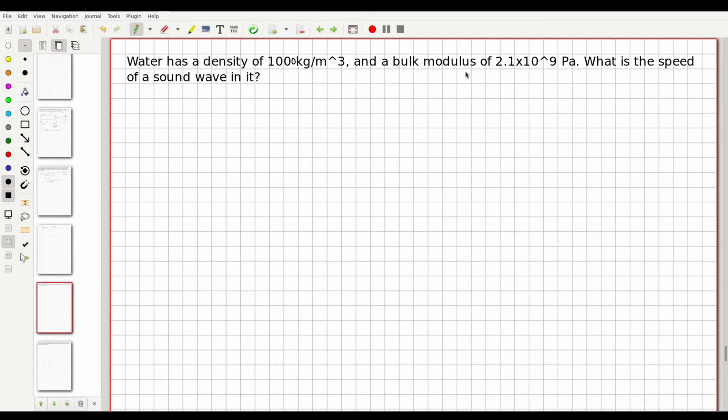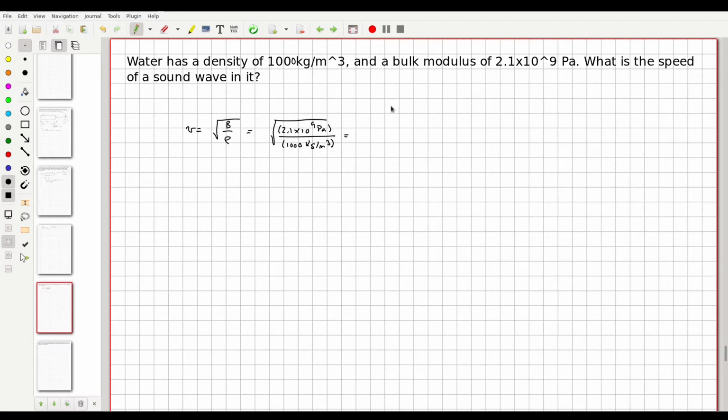And the bulk modulus is analogous to the Young's modulus in that it's a compressional modulus. Okay. So really, the speed of our wave in this case would be the square root of the bulk modulus over the density, the restoring property over the inertial property. Now, in this case, it's just the square root of 2.1 times 10 to the ninth pascals over 1,000 kilograms per cubic meter.